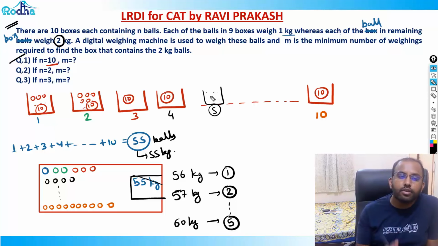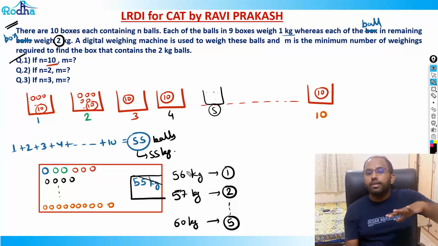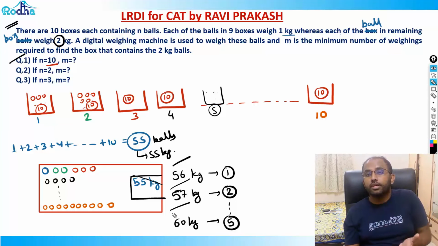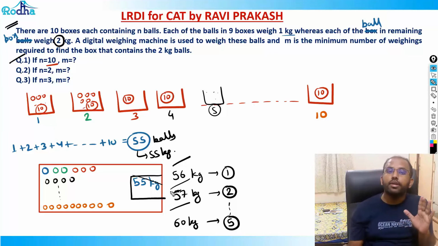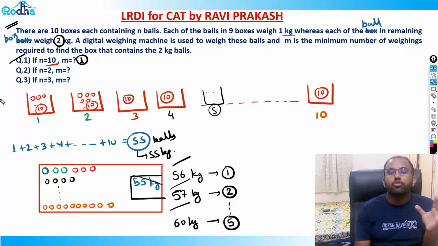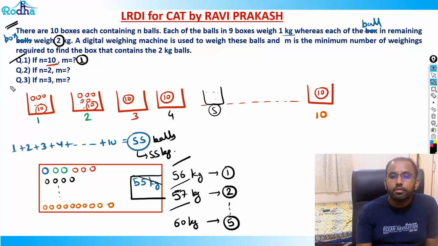Basically, whatever the reading is, whether it is 57, or 58, or 60, or 62, if I place the balls like this, I can find the bag or box which has the 2 kg balls. So that's why the answer for the first bag is 1. Correct? If you didn't know this, it's a beautiful concept.